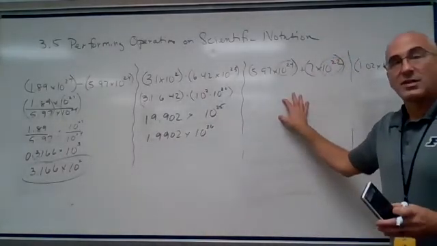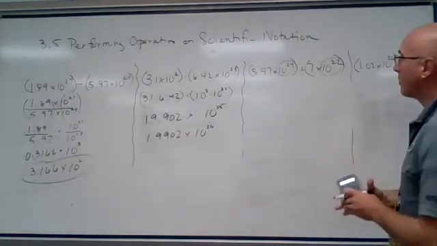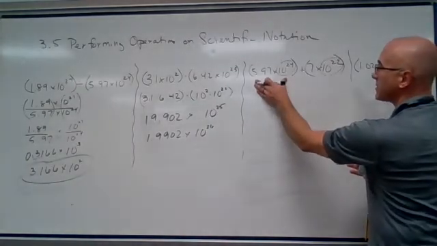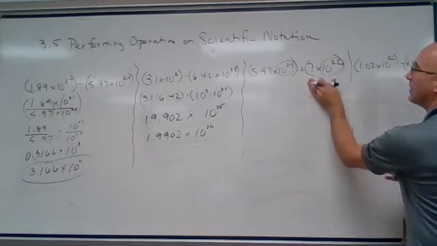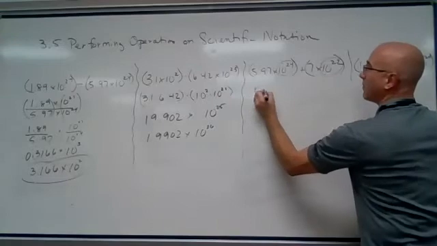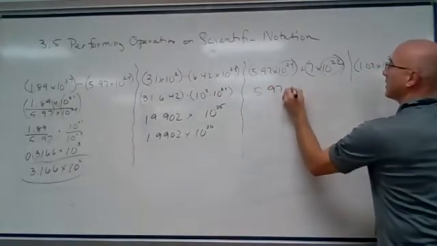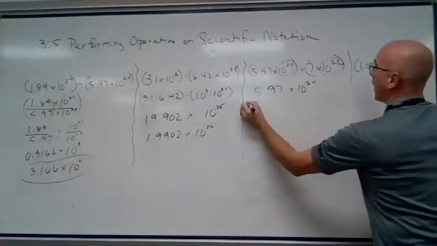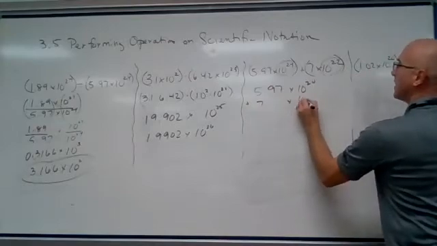Adding and subtracting are just a little bit different. There's an extra step that goes on. So I have 5.97 times 10 to the 24 plus 7 times 10 to the 22nd. I'm going to write that vertically because I can see it a little bit better. We're adding 7 times 10 to the 22nd.